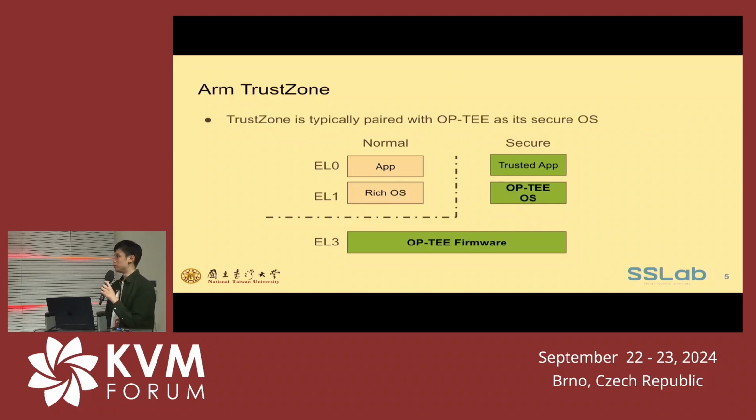However, TrustZone only provides hardware isolation. It typically needs a secure operating system running in secure EL1 to provide software management. This secure OS manages the execution of trusted applications and ensures secure operations within the secure world. The most common secure OS is OP-TEE, which is the target we try to run on our virtualized TrustZone.